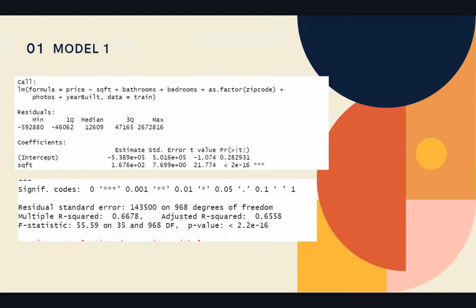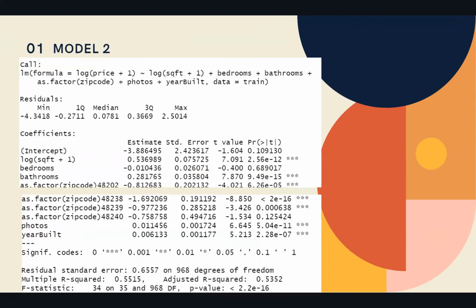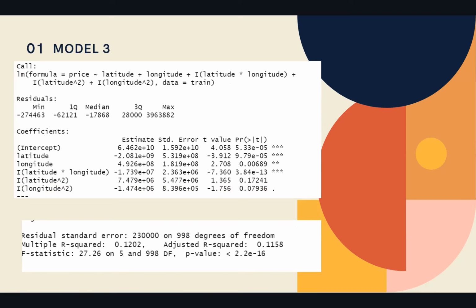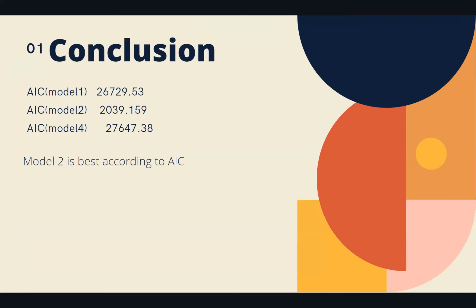This is model 1, fit without any logs, just a simple one. The adjusted R squared here was 0.65. This is model 2, where I fit the model with log for price and square feet, and the adjusted R squared was 0.53. And this is model 3, the one with latitude and longitude interaction, and the adjusted R squared was 0.11. So in conclusion, model 2 worked the best because it has the lowest AIC.